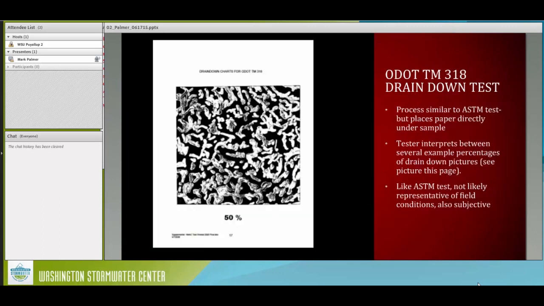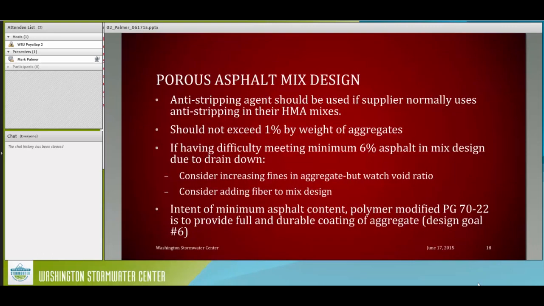This is the Rorschach-like test I mentioned that ODOT does. You basically figure out, by estimating a percentage, comparing it to these. They have several different charts that you can look at to see which your test most closely resembles as far as coverage of asphalt. Our guidance on anti-stripping agent is if the supplier normally uses anti-stripping in their normal HMA mixes, they should use it in their porous HMA. It shouldn't exceed 1% of weight of their aggregates.